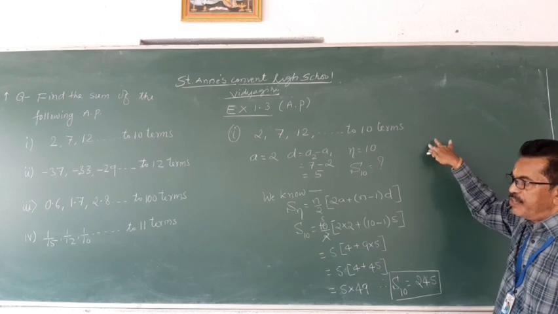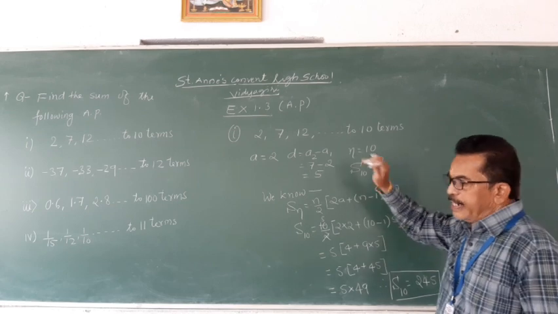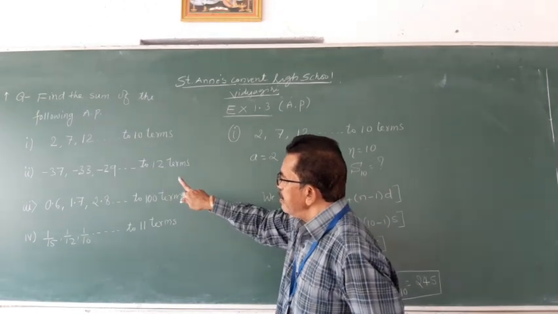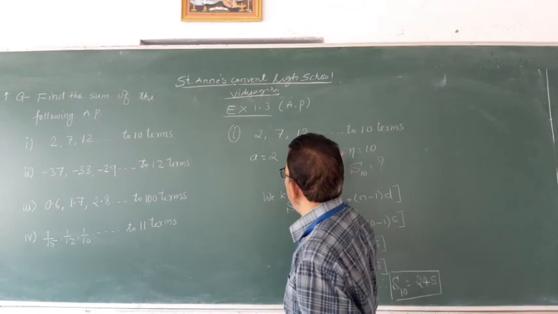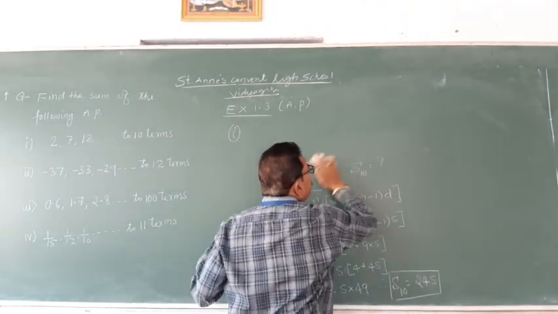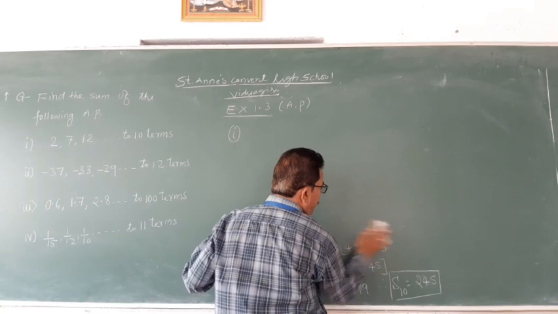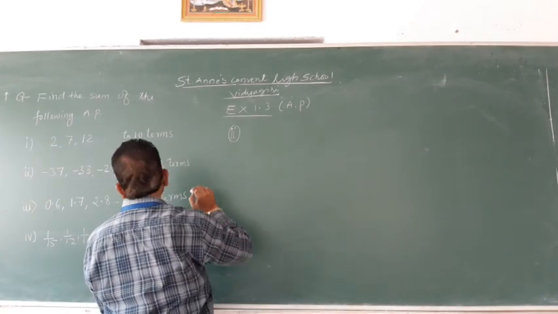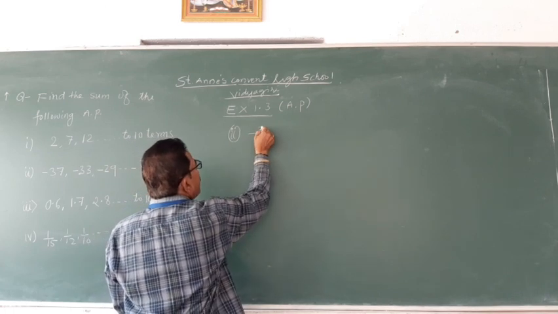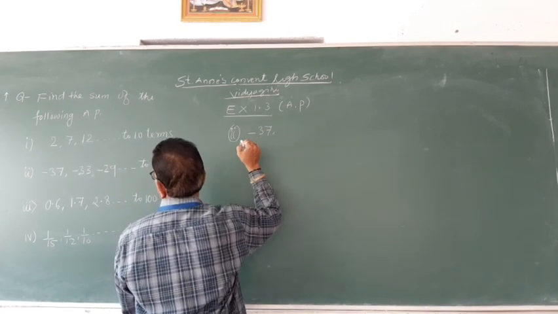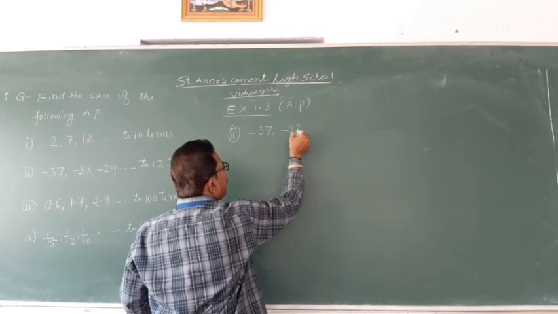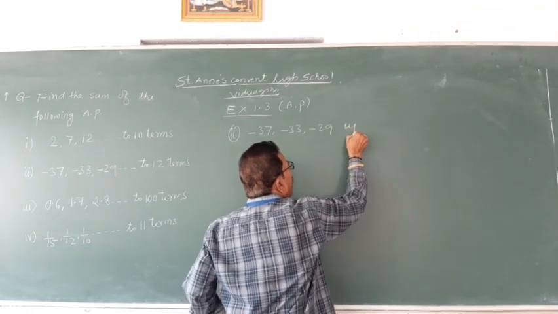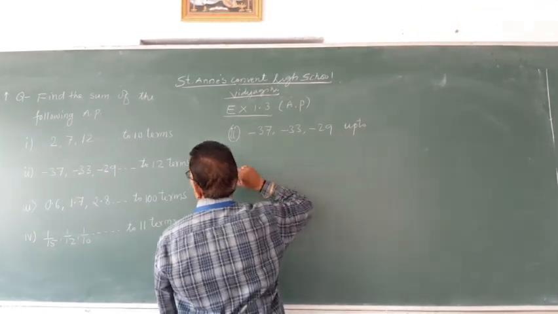After the completion of the first one, let us move to the second one. See what the second is: minus 37, minus 33, minus 29, up to 12 terms.